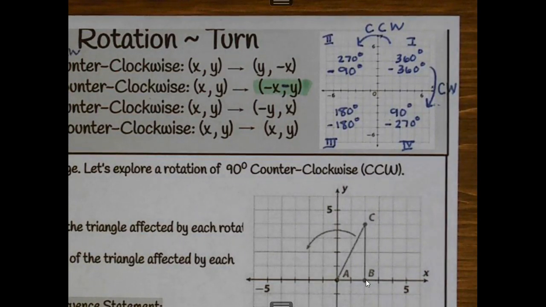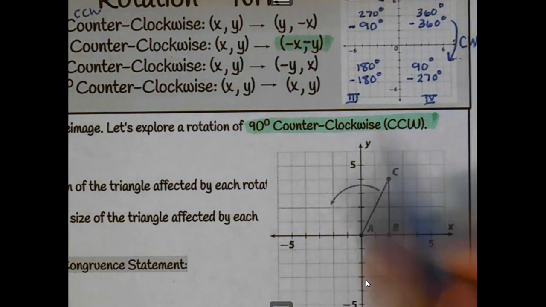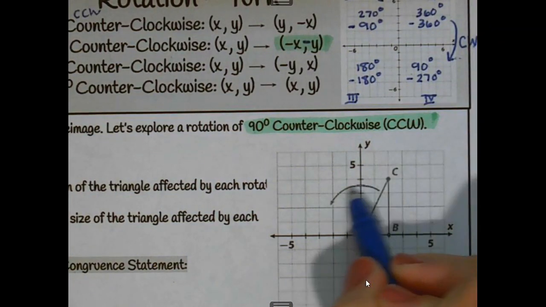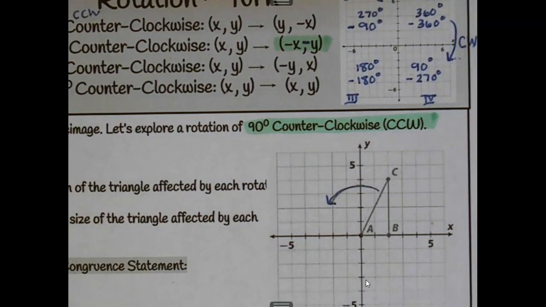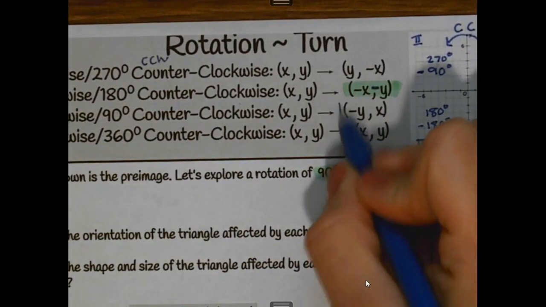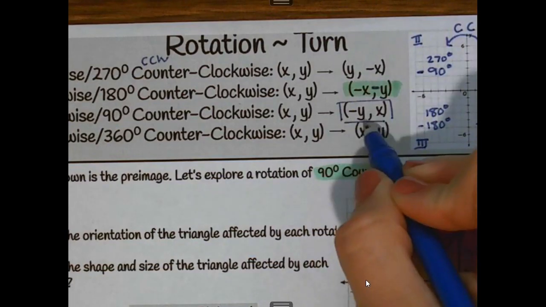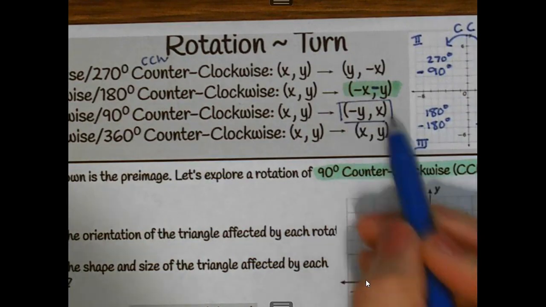Okay, so we're going to take a look at the first example here. It says the triangle shown is our pre-image. Let's explore rotation. And we're going to do our rotation 90 degrees counterclockwise. All right, so when you take a look here, you notice you're going to go in this direction, counterclockwise. So I can use the rules for counterclockwise 90 degrees. If we take a look up here, that's going to be this rule right here. So that means y becomes the inverse and x stays as is, but you notice that the x and the y end up switching places.